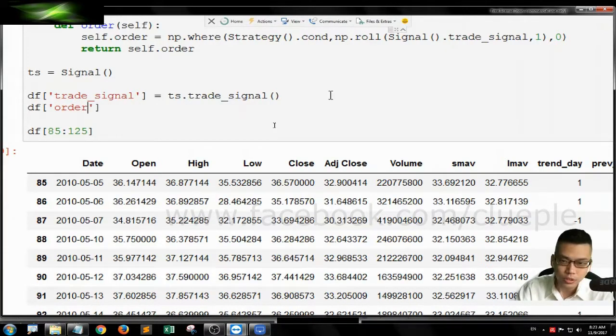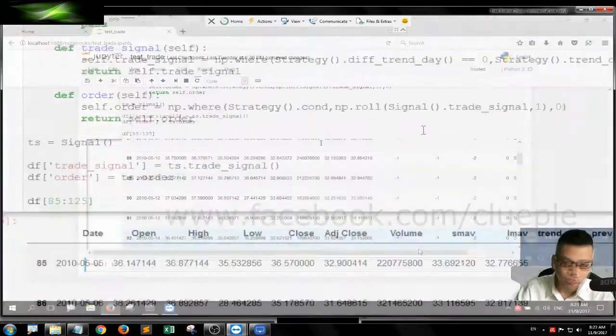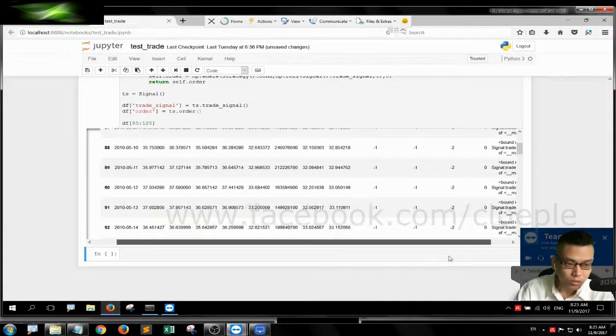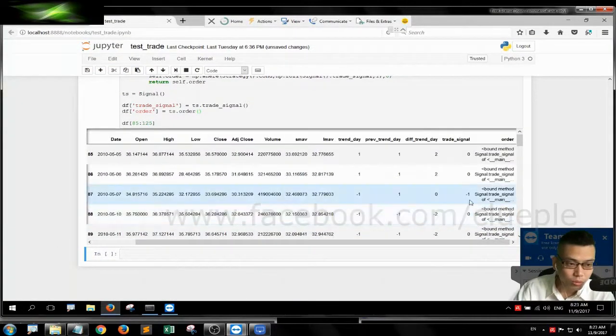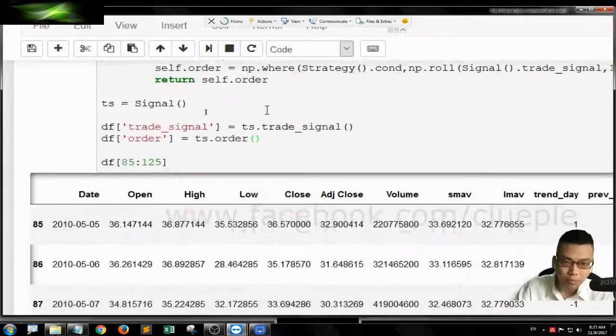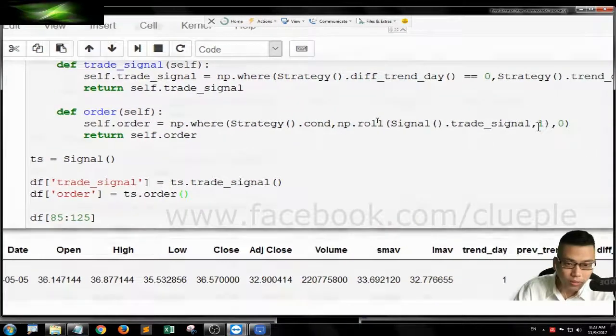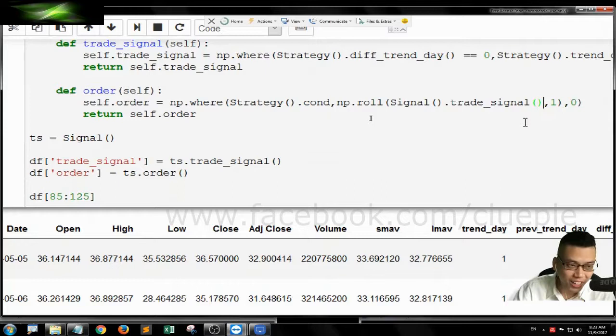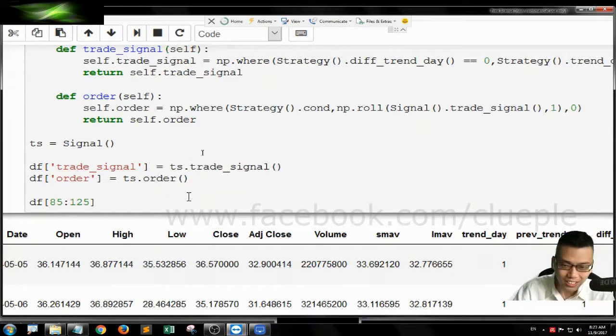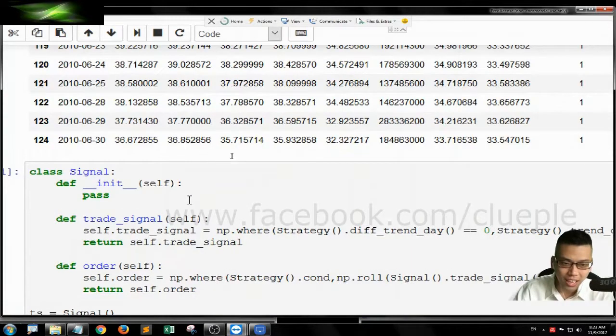Let's print out one more column to see if we are right. Order equals signal class dot order, and it is a method, so we need a bracket. Shift enter. Oh, found method. You know what? I must have something wrong here because I forgot the bracket again. The trace signal, because trace signal is a method. Okay, so let's do shift enter again.